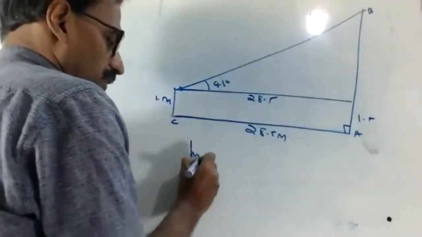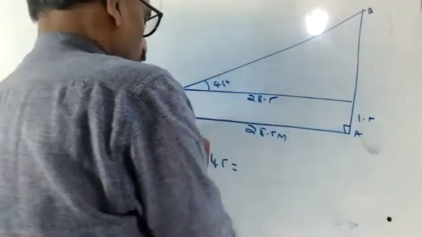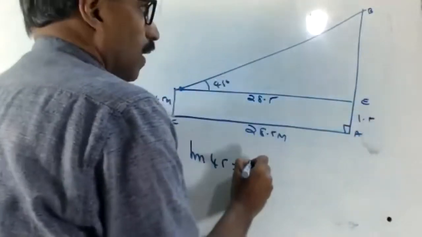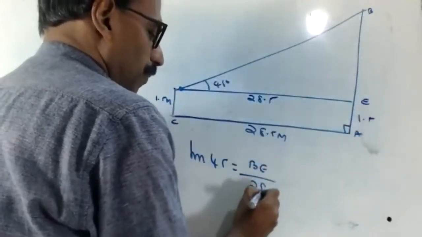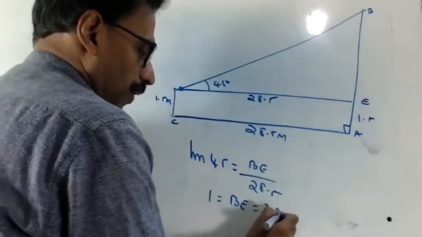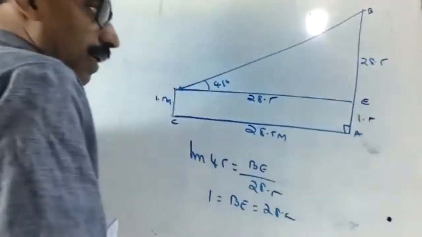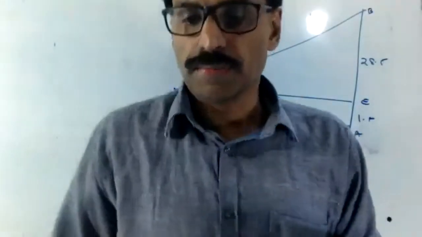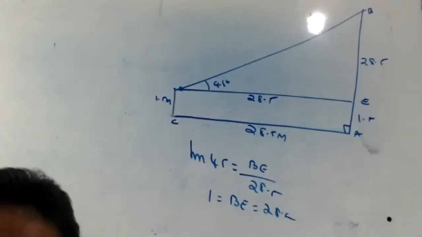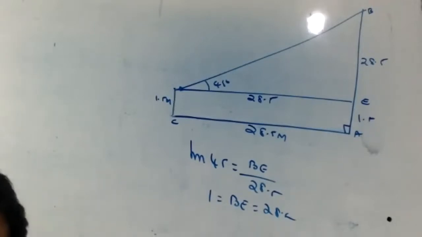Then, tan 45, simple. Tan 45 equal to BE divided by 28.5. Tan 45 is 1. So BE equal to 28.5. Correct? Therefore, height of the tower is 28.5 plus 1.5 equal to what? 30. How come, Kavya? Okay. 30 meter. Kaushik, okay now? Kiran.